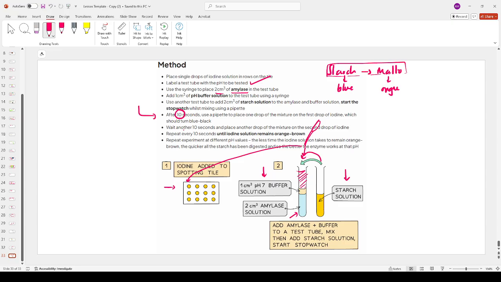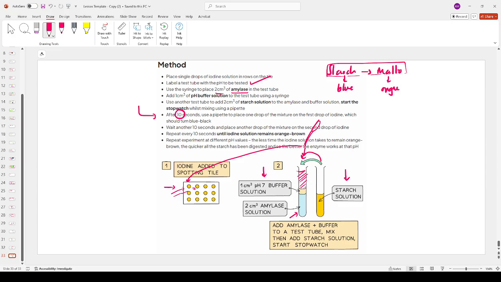Right, okay, so back to the spotting tile. You wait another 10 seconds and place another drop. So this is what continuous sampling is. This is after 10 seconds. This is after 20 seconds. And you keep doing it every 10 seconds.